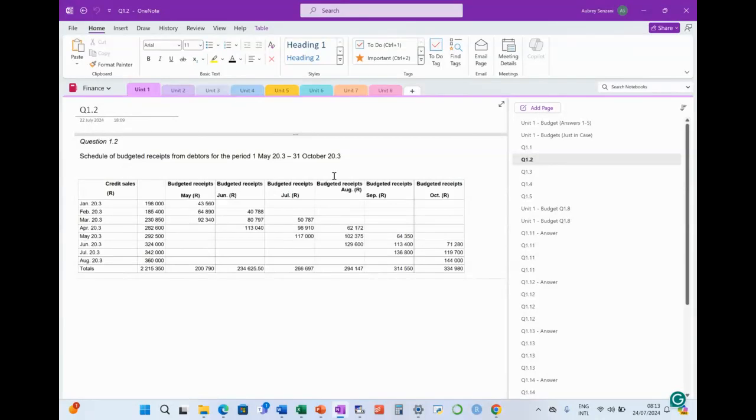All right, and then 1.2, again, is another one of these schedules. This time, again, they're actually asking for the budgeted receipts.